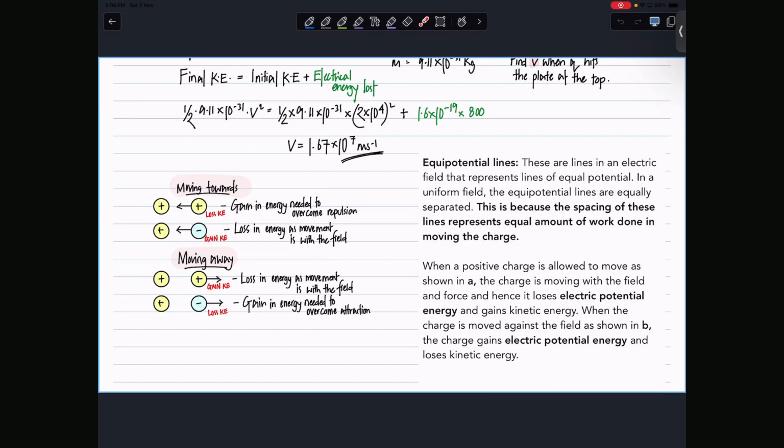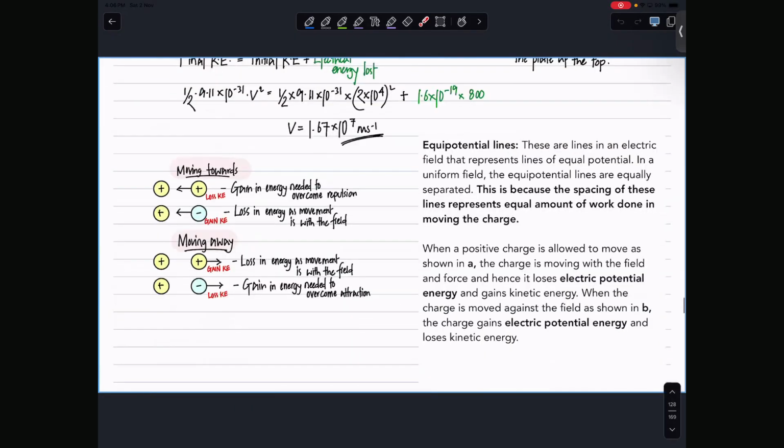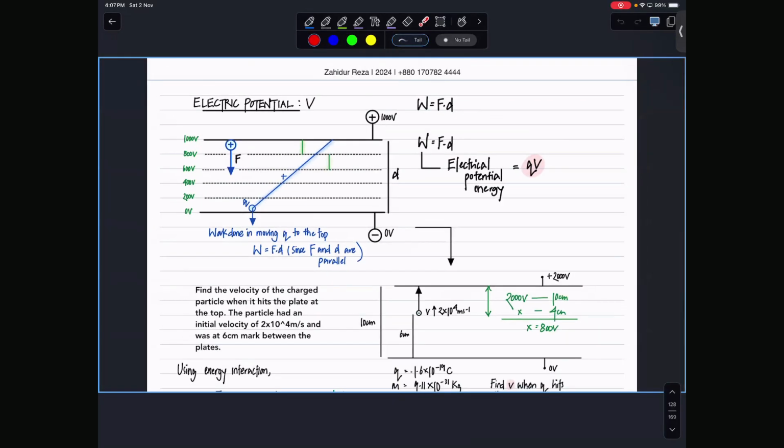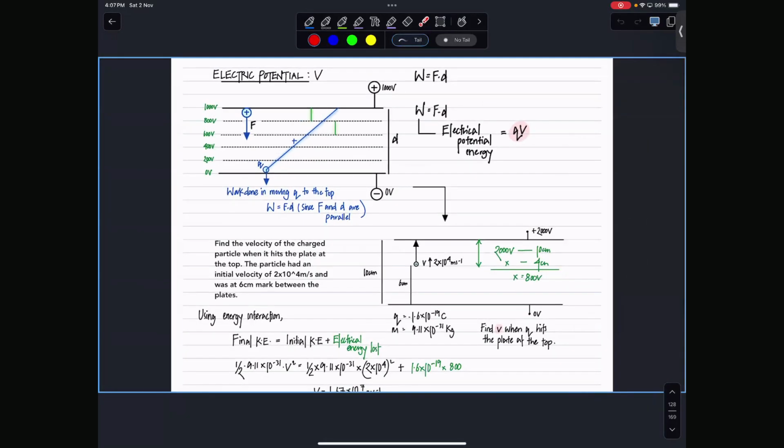Anyways, let's start. So we were doing electric potential last class. What was the purpose of going through all of these? Because today we'll see how it works in a non-uniform field. And if you don't understand the uniform field, you will struggle with the non-uniform field.